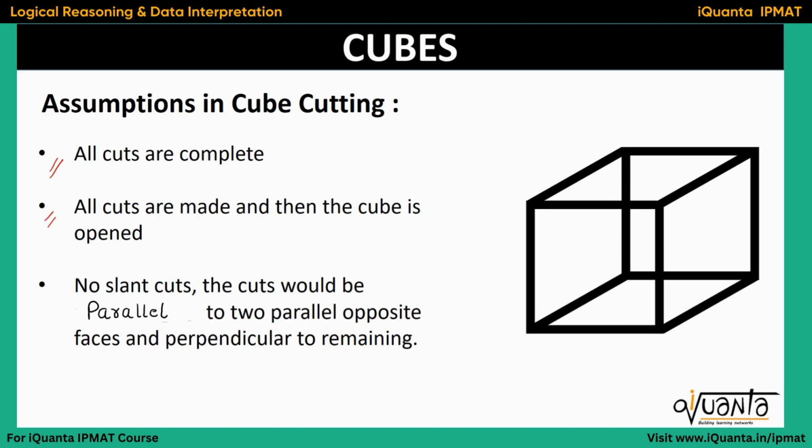Now the next assumption is all cuts are made and then the cube is opened, which means that if it is given in a question that a cube has to be divided making 5 cuts, then first of all those cuts will be made and then only the cube will be opened or scattered. So first of all the cuts will be made and then only the cube will be opened.